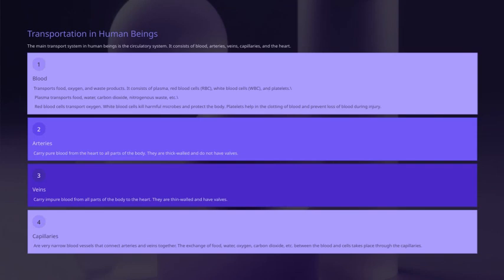Let's talk about some of the key components of our circulatory system. First, we have capillaries, which are very narrow blood vessels that connect arteries and veins. These tiny vessels are where the important exchange of substances happens. Food, water, oxygen, carbon dioxide, and other waste products pass between the blood and our cells through these capillaries.